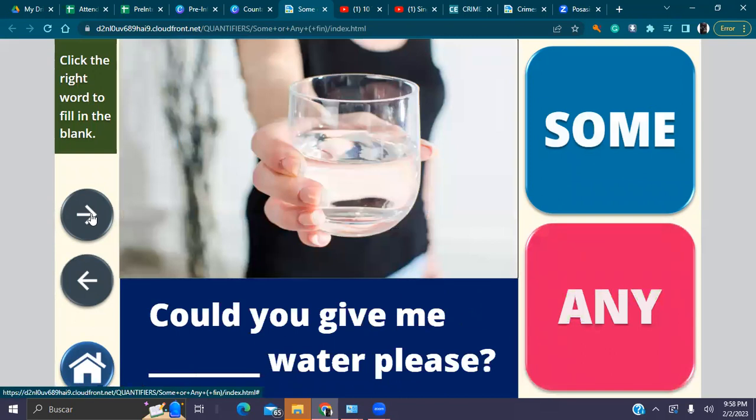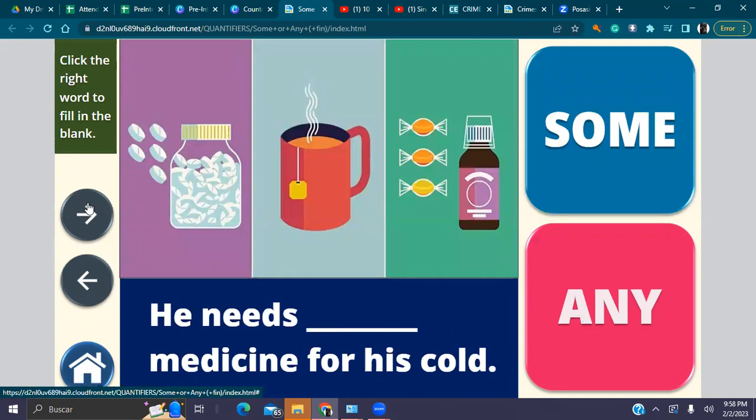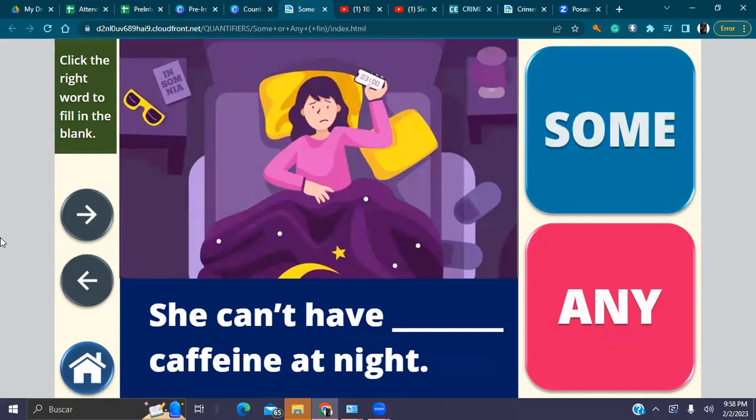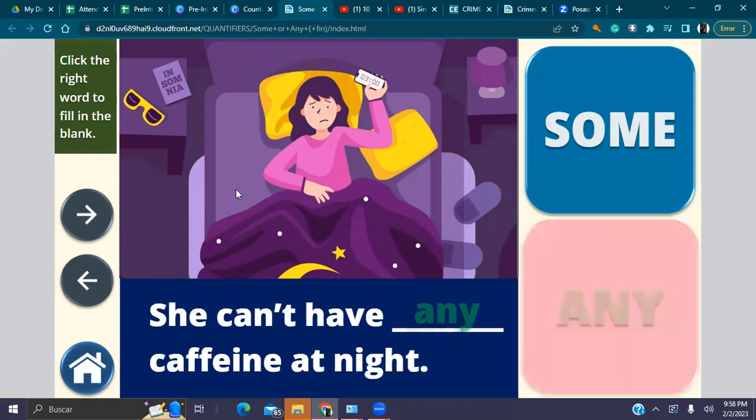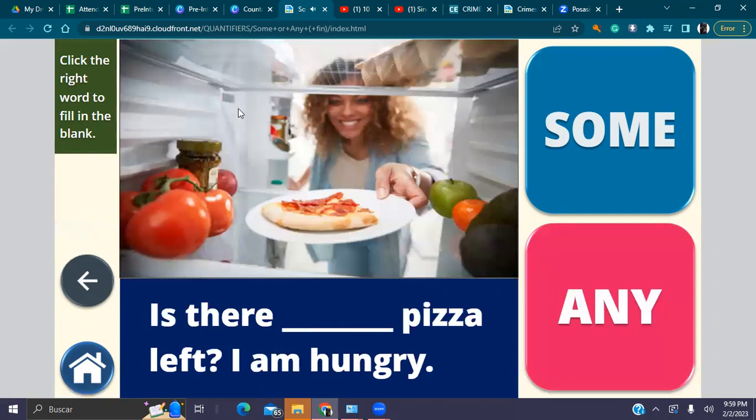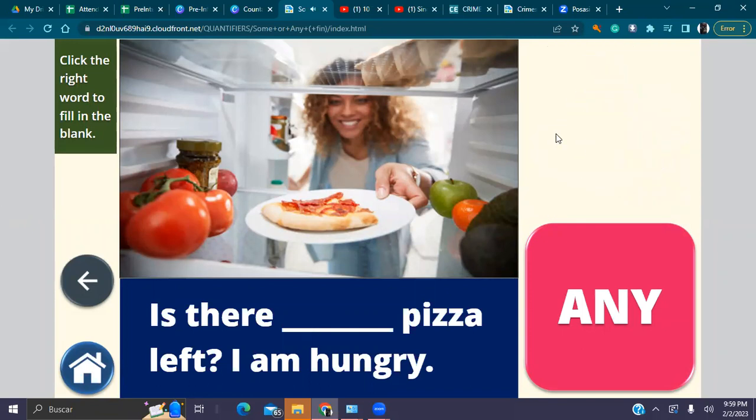Roberto Portal. Could you give me some water, please? Excellent. Juan Hernandez. He needs some medicine for his cold. Awesome. Christian. She can have any caffeine at night. Awesome. And the last one, let's see. Daniel Hernandez. Is there some pizza left? I'm hungry. Any. Yeah, this case, the best option is any.